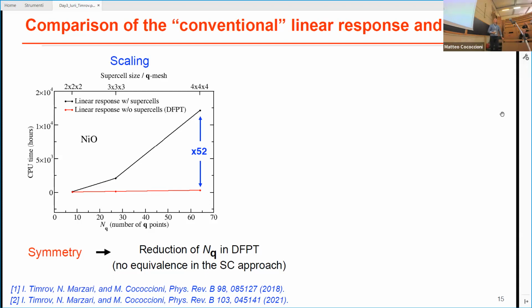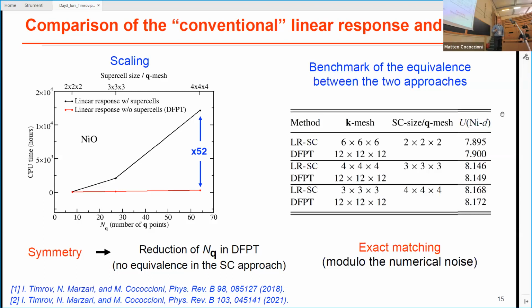This is really huge. And moreover, the nice thing about DFPT with Q points is that we can use symmetry. We can reduce the number of Q points using symmetry. While in the old approach, you cannot use this trick because you have a supercell with a certain number of atoms. You can't reduce the number of atoms. Well, here we have better scaling, and on top of that, thanks to the symmetry, we have fewer calculations. This is really an enormous speed up.